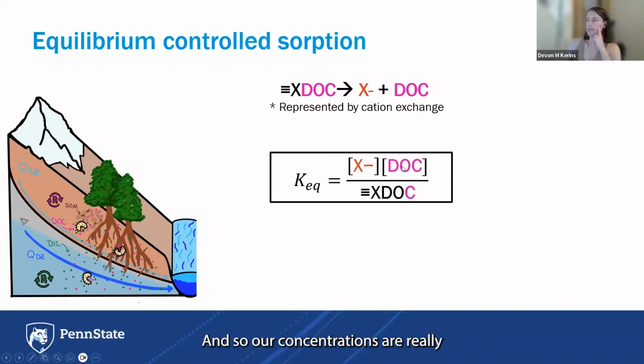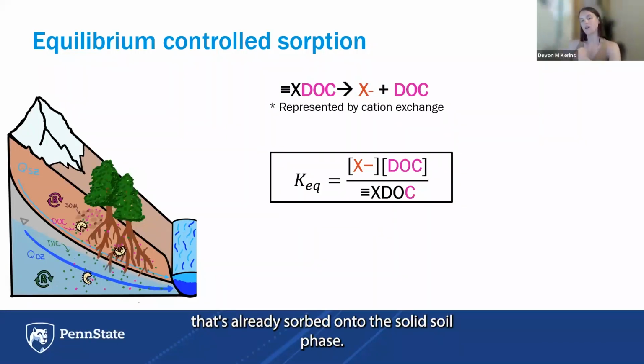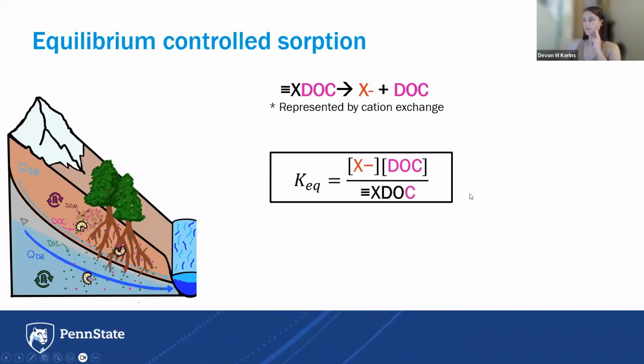And so our concentrations are really controlled by this ratio of free DOC that's dissolved in our pore waters to the amount of DOC that's already sorbed onto the solid soil phase.